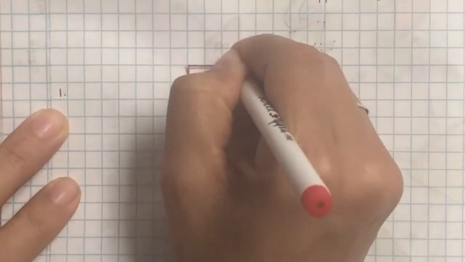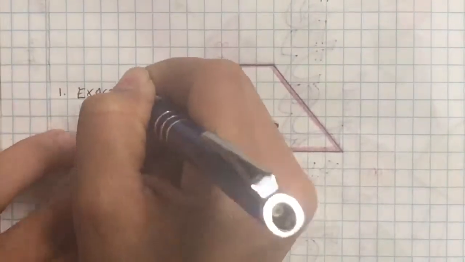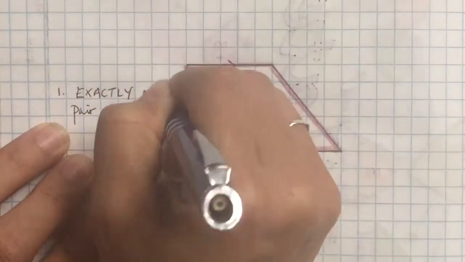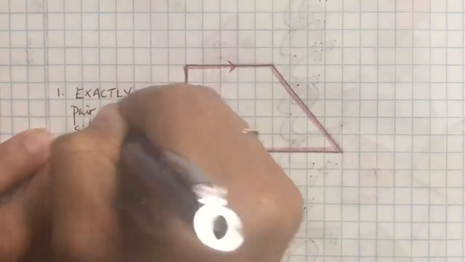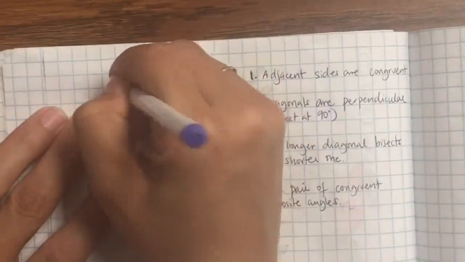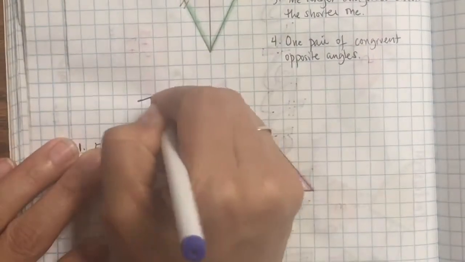A trapezoid is easy. An irregular trapezoid just has exactly, and it's very, very important, exactly one set of parallel lines. Exactly. If it has more than that, it's not a trapezoid. And that's it. That's all they can see from there. So I forgot to label what these shapes were. So that's a kite. This is a trapezoid.